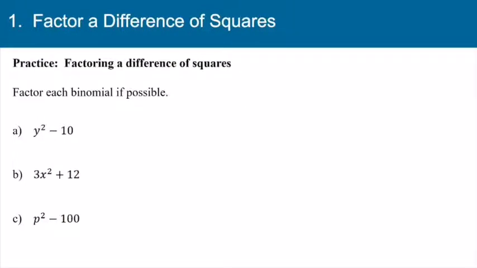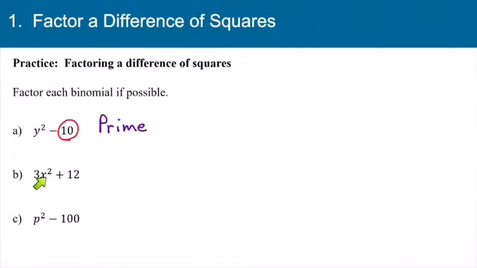Now here are a few for you to practice on. So I hope you'll pause the video and try these yourself. And now I'm going to go through them with you. Remember, your first step is you need to make sure that what you've got is a difference of squares. So looking at part A, we have y squared minus 10. This is square minus 10, but 10 is not a square. So this is prime because this is not a difference of squares.